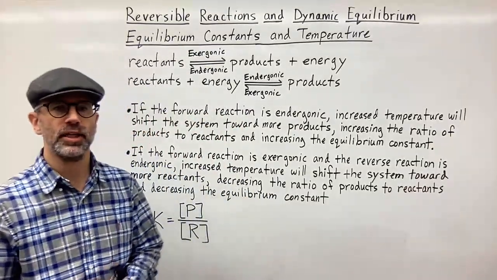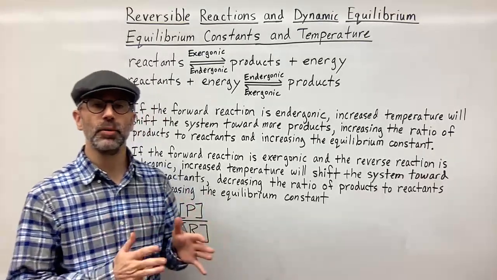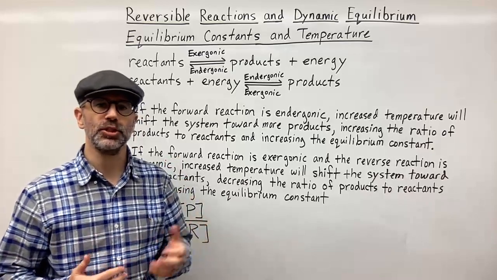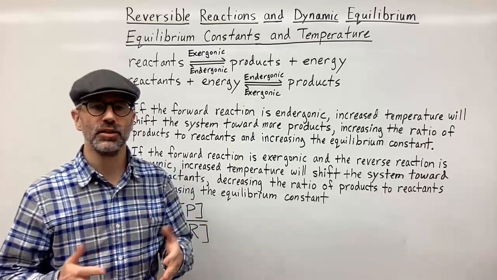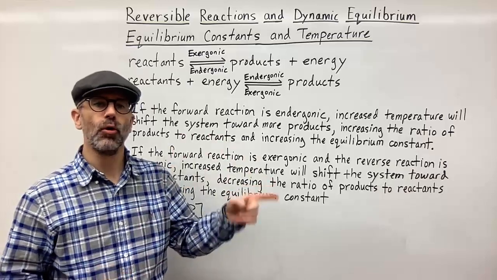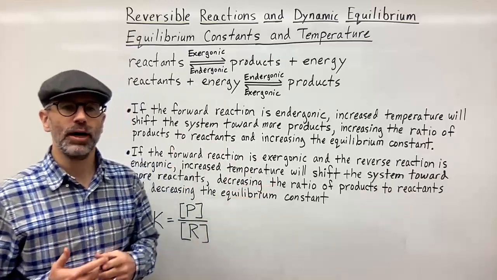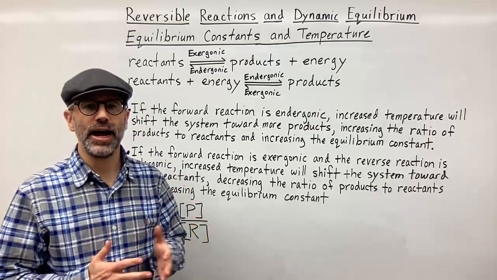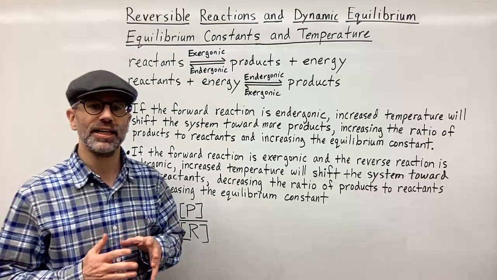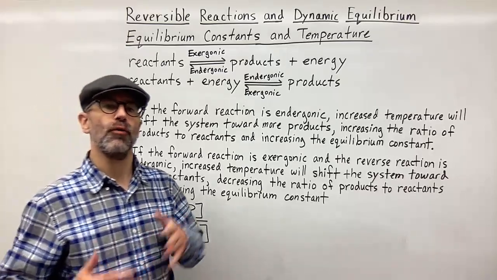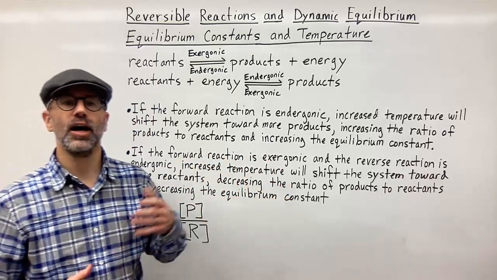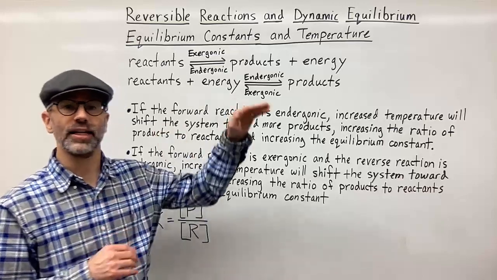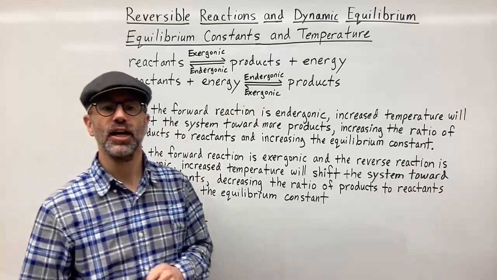Okay, let's talk about the relationship between the equilibrium constant and temperature. So when you increase temperature or decrease temperature, that's going to have an effect on the reaction rates in both the forward and reverse reaction. However, it's going to have more of an effect on the endergonic reaction, such that it's going to cause the endergonic reaction to go faster than the exergonic reaction. So that way, one side is going to speed up faster than the other side.